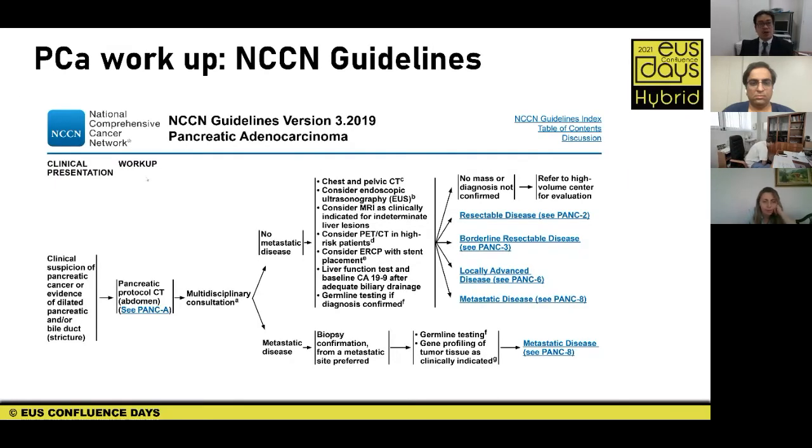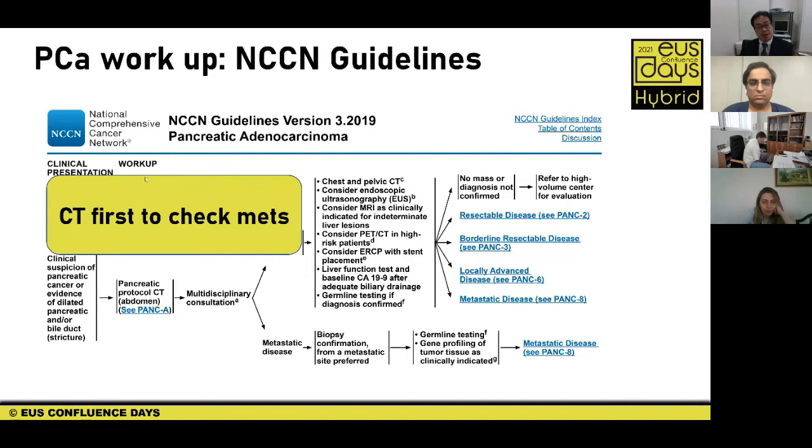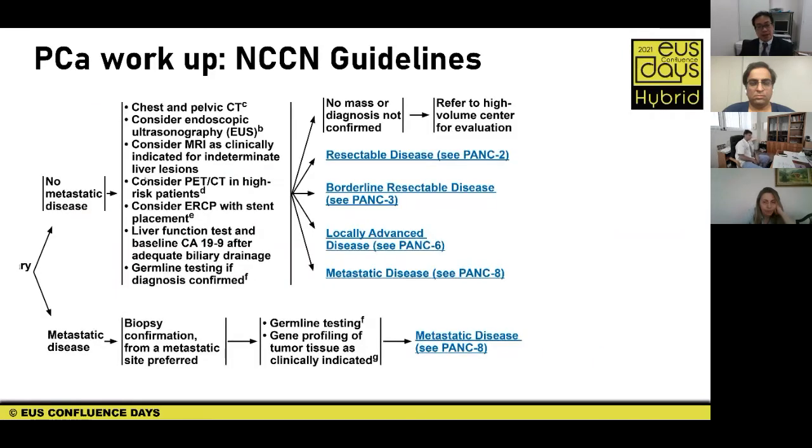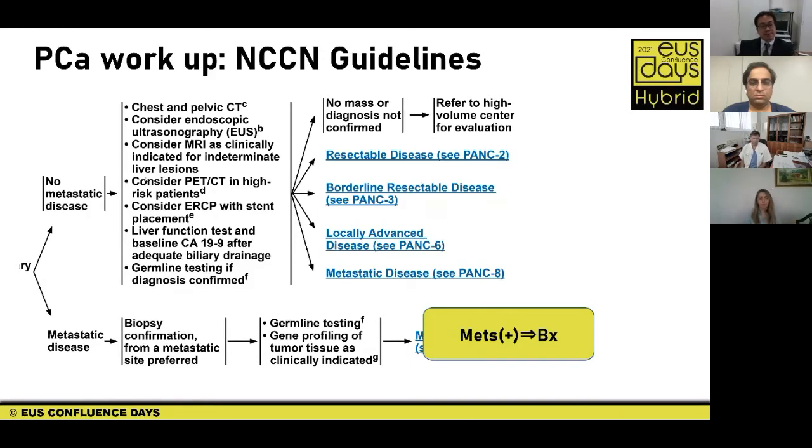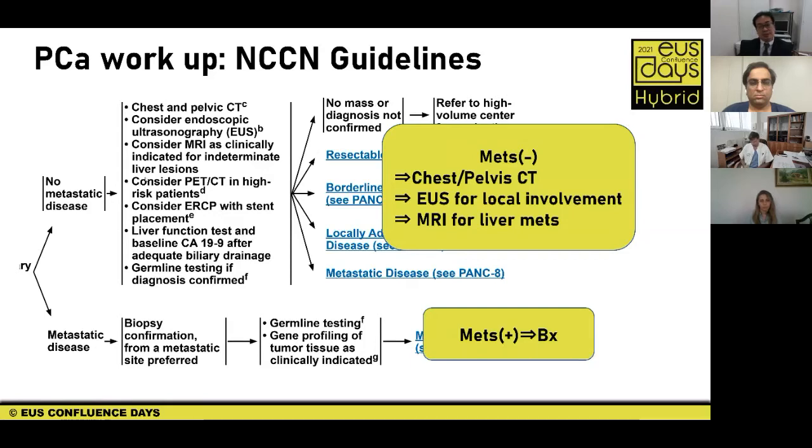I will go back to the workup for pancreatic cancer. This is from the NCCN guidelines. When there's a suspicion of pancreatic cancer, we often perform CT to evaluate the pancreas and also check liver mets. And if there are mets, we can perform EUS or CT-guided biopsy to confirm malignancy. And if there are no mets, then we can perform EUS for local involvement, or we can also perform MRI to detect small liver lesions.